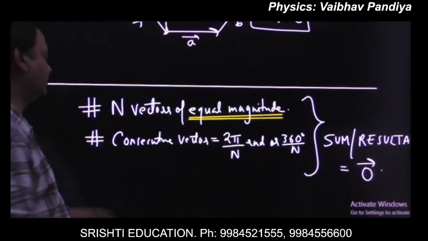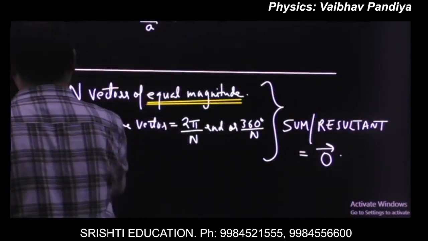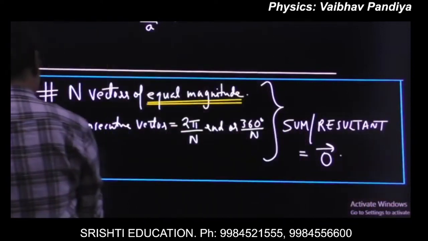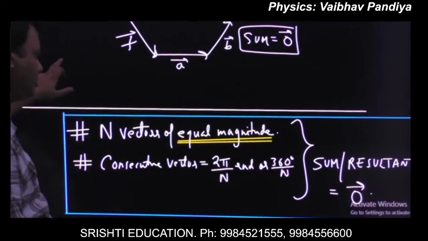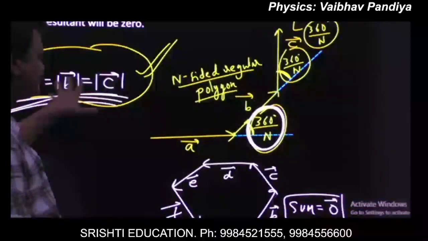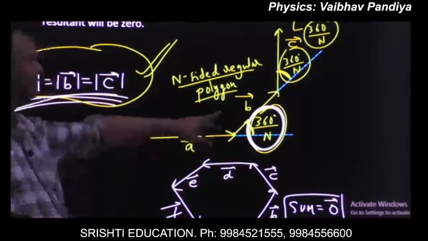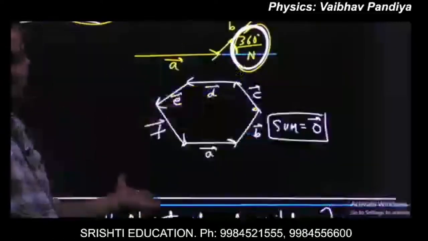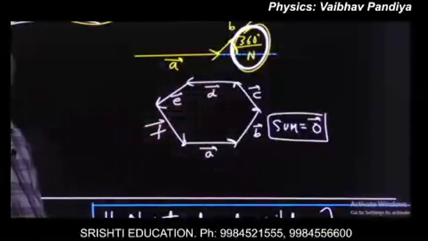Correct? So this is something we have to keep as a fingertip point, which will be applied in many situations throughout your 2-year course. Okay? And the logic behind this is that when vectors have the same magnitude and the angle between consecutive pairs is 360 degrees by n, they will form a closed polygon in the same order. So the sum will be 0.